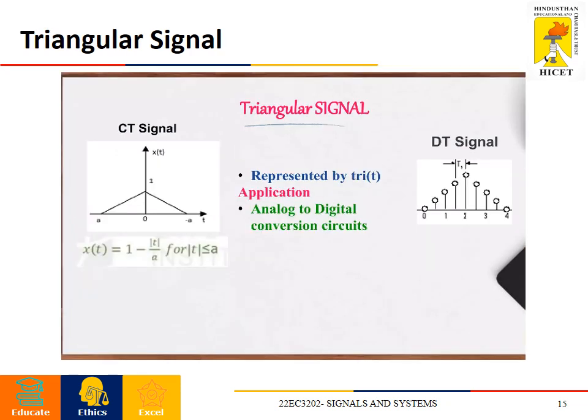And the last standard signal is the triangular signal. It can be represented as tri of t. It can be represented in both continuous time signal and discrete time signal. Here the formula is x of t equals 1 minus modulus of t by a, for modulus of t less than or equal to a. And it can be used in analog to digital conversion circuits.